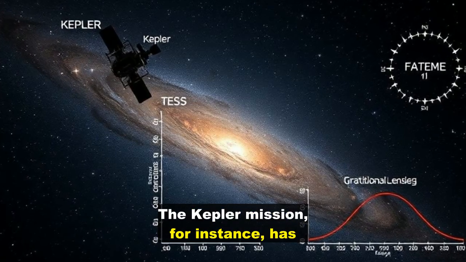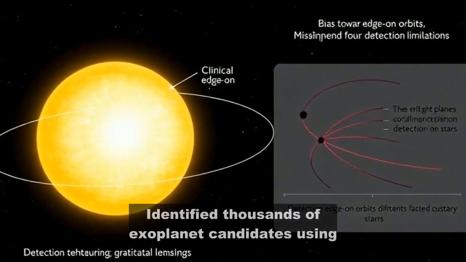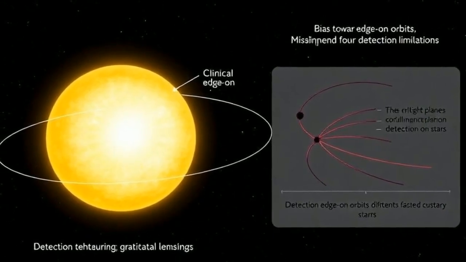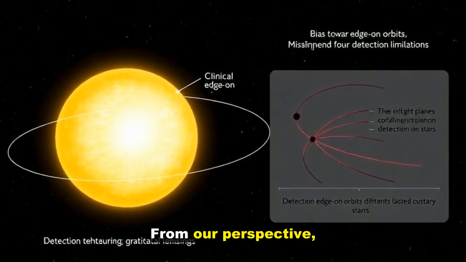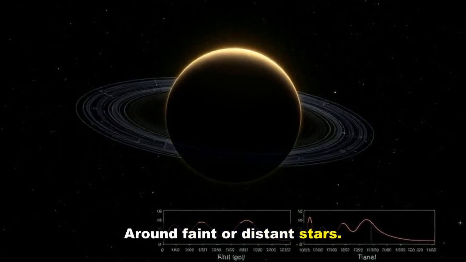The Kepler mission, for instance, has identified thousands of exoplanet candidates using this method. However, the transit method has its limitations. It is biased towards detecting planets with orbits that are edge-on from our perspective, and it struggles to detect planets around faint or distant stars.